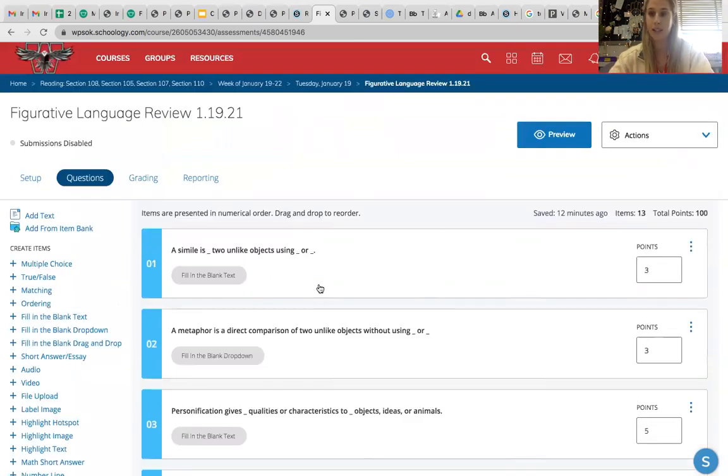I will also add a little cheat sheet on the day where you guys can check out just to kind of remind yourselves of what the figurative language types are and any examples that will help you. But I hope that helps.